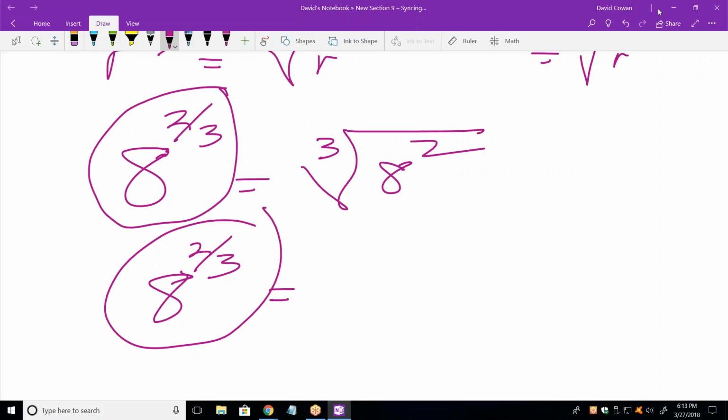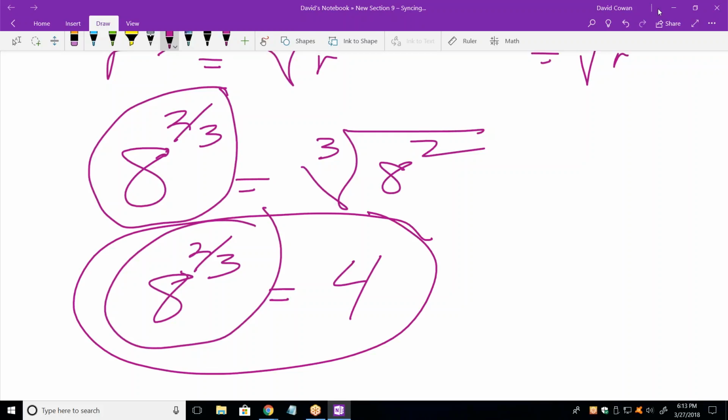Notice that it's really easy if you do it that way. If you do the 8 squared first, you get 64. Now you've got to figure out the cube root of a much bigger number. When you're looking at these fractional exponents, always do the root first. It will be a whole number, I promise you, in Algebra 1. It'll never be anything but a whole number.